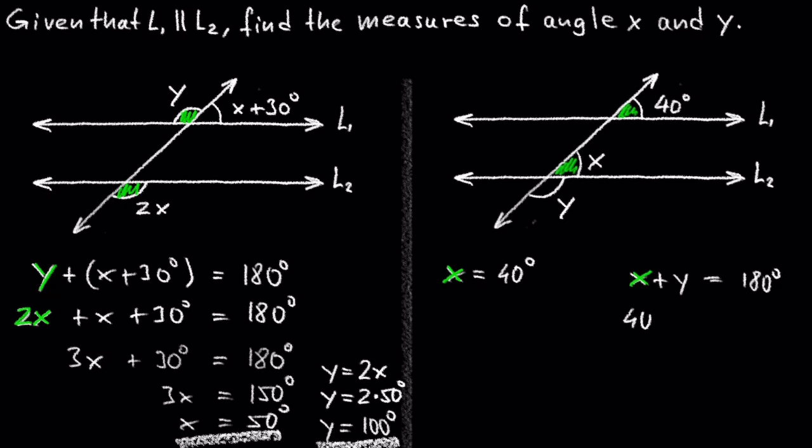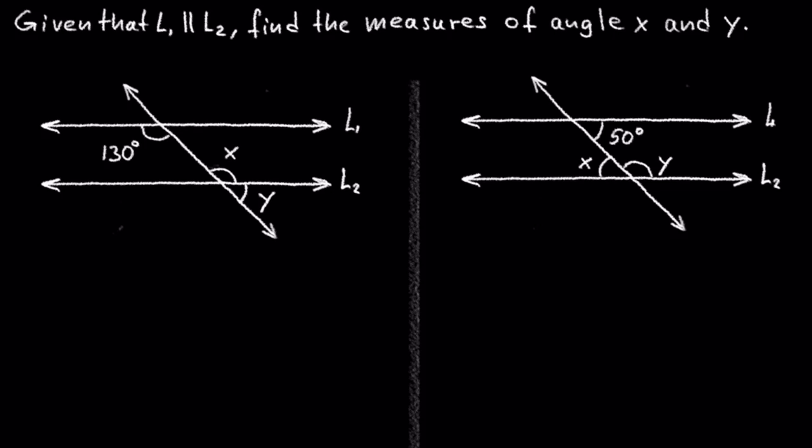So 40 degrees plus y equals 180 degrees. Y is 180 degrees minus 40 degrees, which is then 140 degrees. And we're done with this problem. Let's look at these two examples and find out what x and y are respectively.